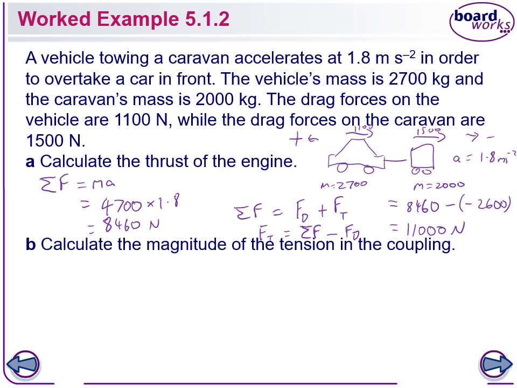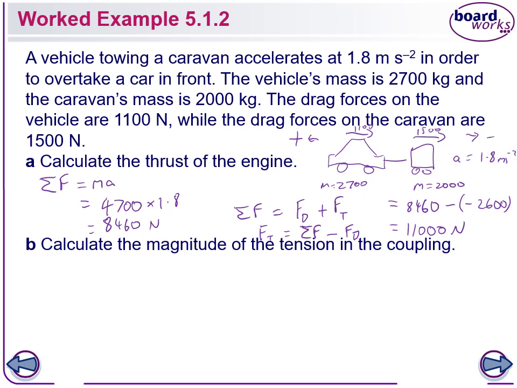Our thrust is 11,000 newtons. Okay, so our engine is providing 11,000 newtons of force to the left. Our drag force, we're losing 2,600 newtons of that to friction. So we've got 11,000 newtons from our engine, we're losing 2,600, and so that leaves us with our net force, which is what is accelerating our whole system. Okay, so that's what I mean. Just look at it. Does it make logical sense? And in this case, it does.